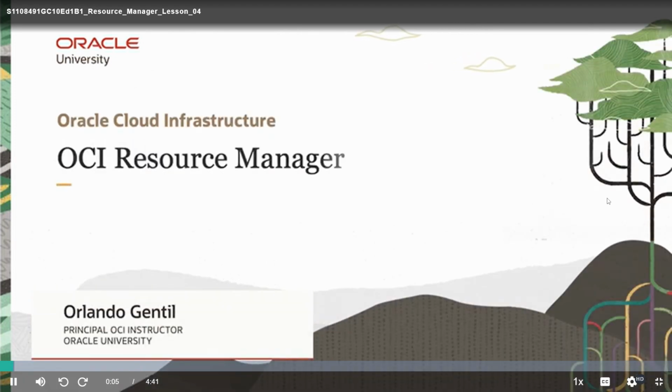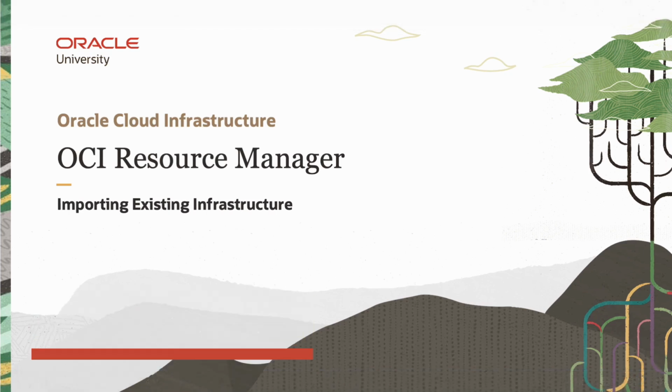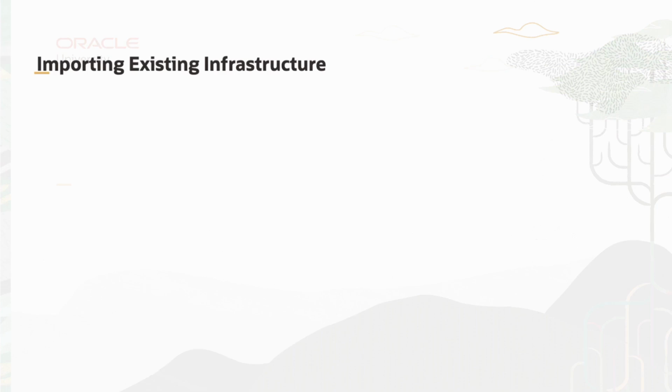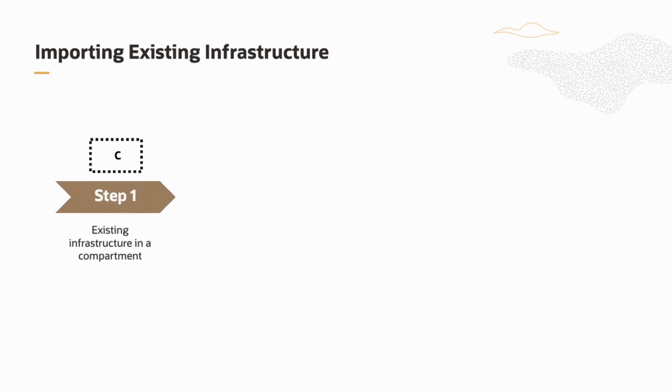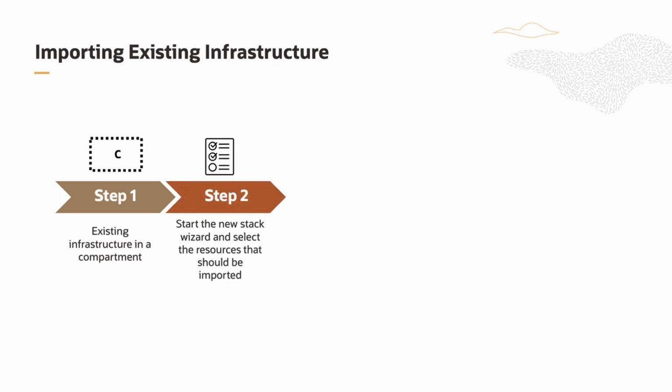Hello and welcome. In this module, we will explore how Terraform can import existing infrastructure and generate a configuration for it. This is what happens when you create a stack on OCI Resource Manager based on an existing compartment. You will choose the compartment that has the resources that will be imported. You will start the new stack wizard and choose existing compartment and the type of resources that will be imported.